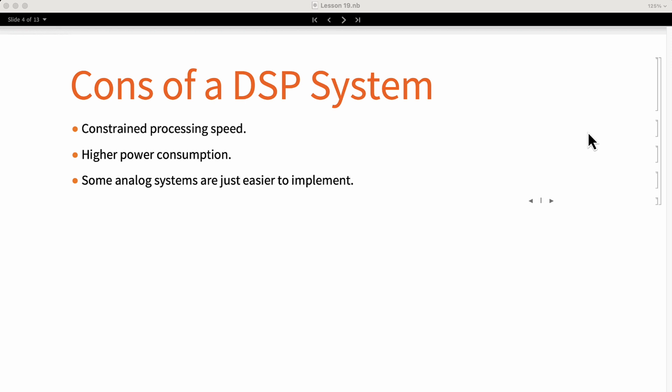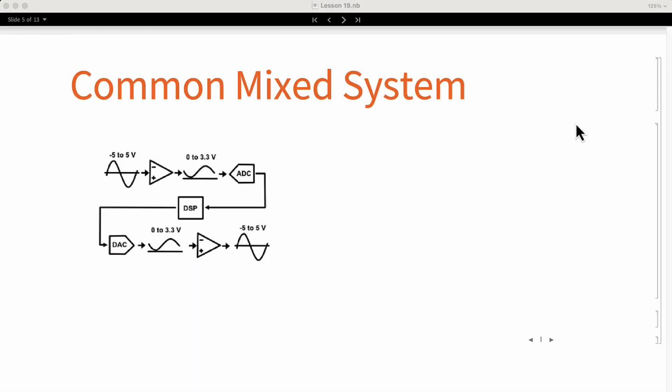Last, if you require performing few operations on voltages, using analog components can be much simpler than adding the complexity of a DSP system. On my day-to-day, I design boards that are a combination of analog and digital signal processing. Here we're going to see a common operation that I need to perform in order to adapt the analog signals so they can be processed by the digital part.